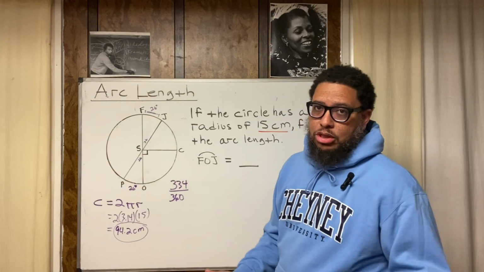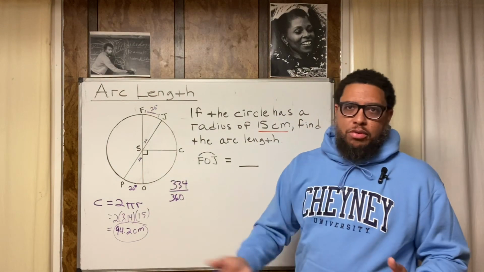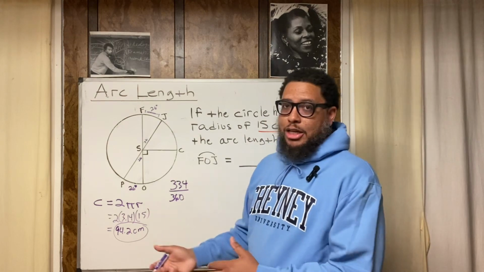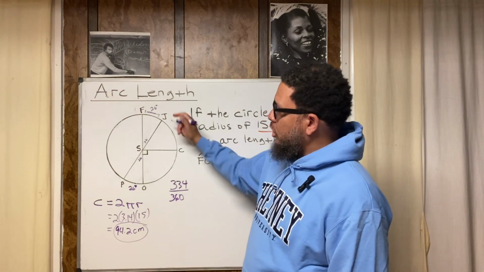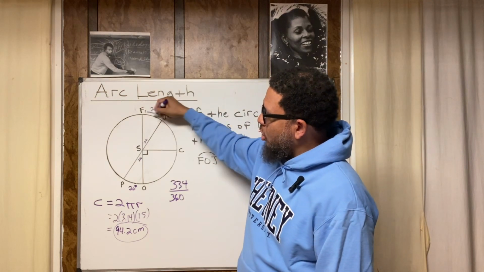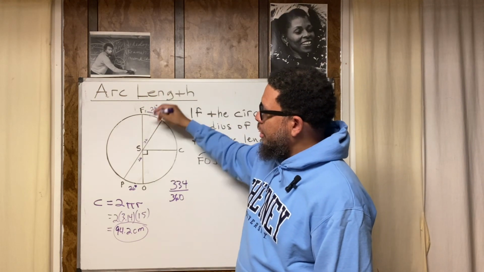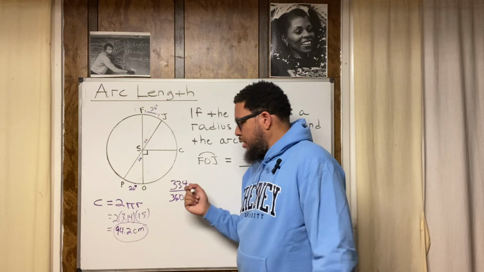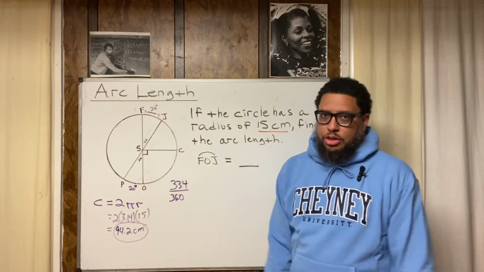If you forgot how I got 334, hit that rewind button, run it back, right? And watch my explanation where I got the 334 from. Because the whole circle is 360. We figured out that this piece is 26. This arc is 26 degrees measure. Subtract that from 360, and you're left with 334. That's where the 334 came from.